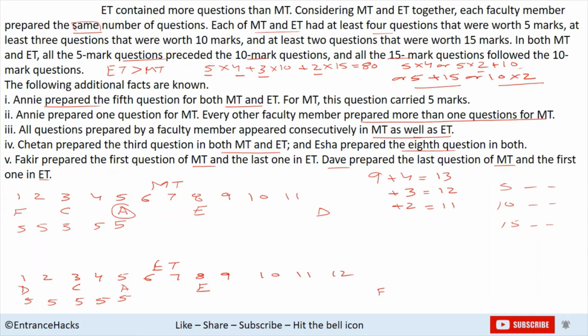Now coming to the next fact, coming to the second statement, for MT, every faculty member prepared more than one question for MT. Okay. Also, all questions prepared by a faculty member appeared consecutively in MT as well as ET.